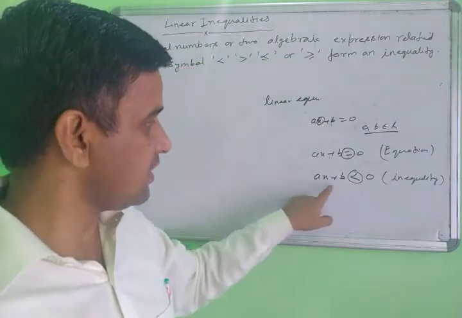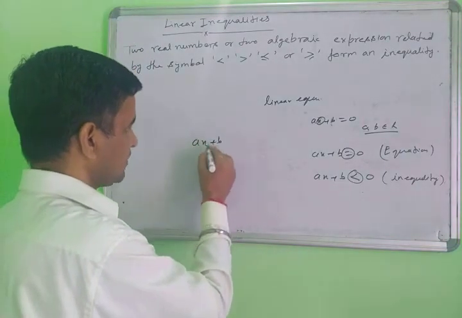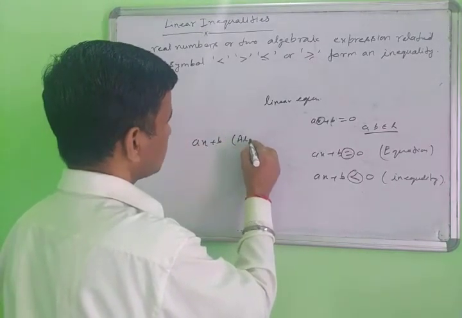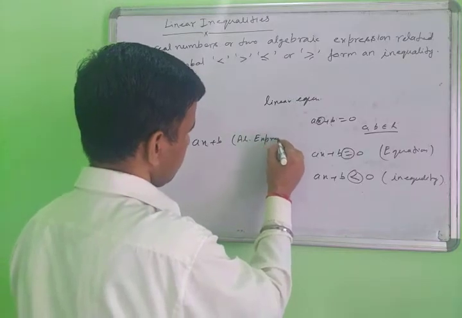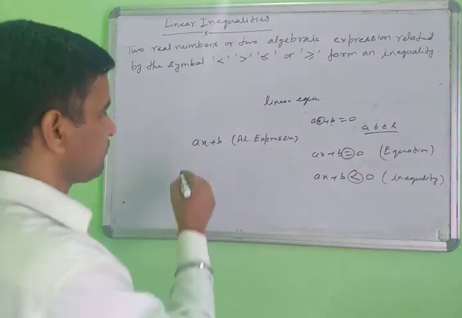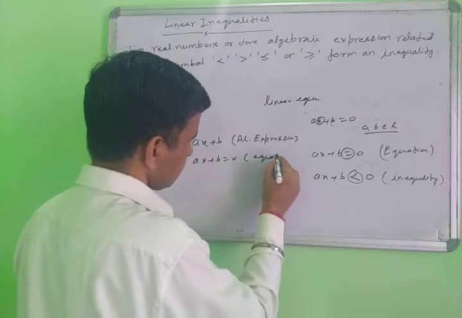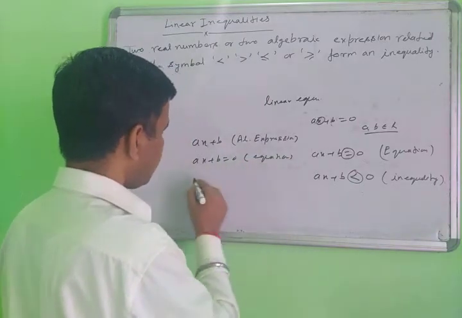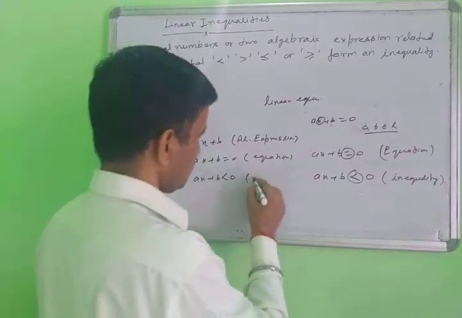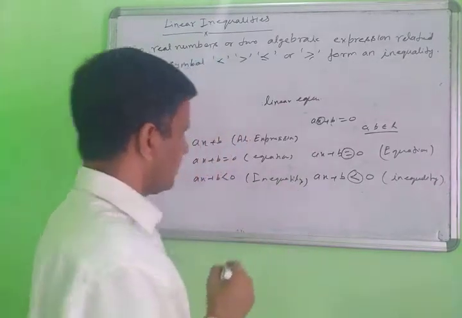This makes an algebraic expression. Suppose you have ax plus b alone; this is called an algebraic expression. This is called an equation, and this is called an inequality.